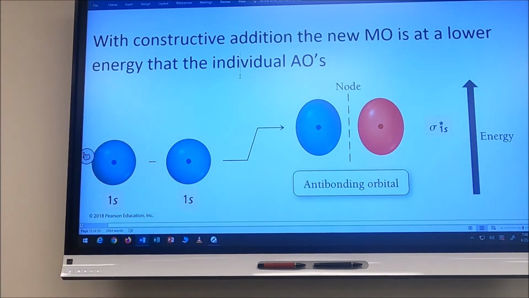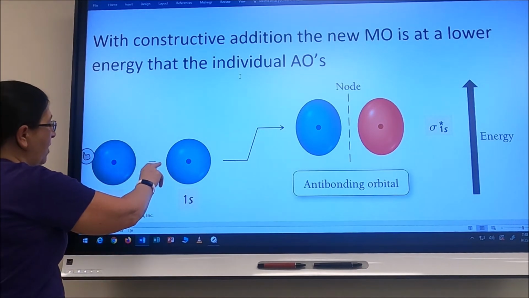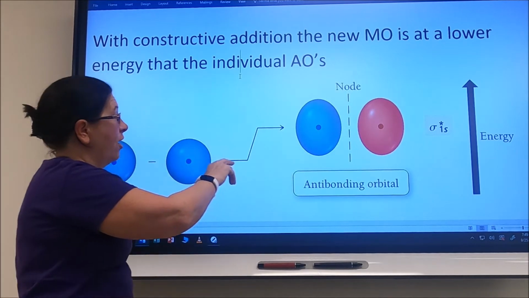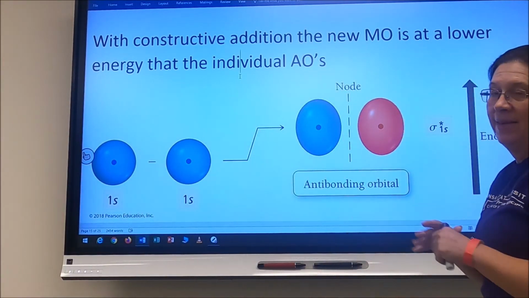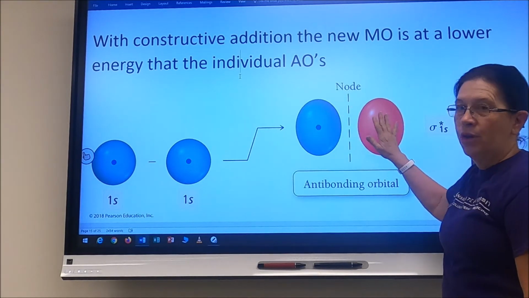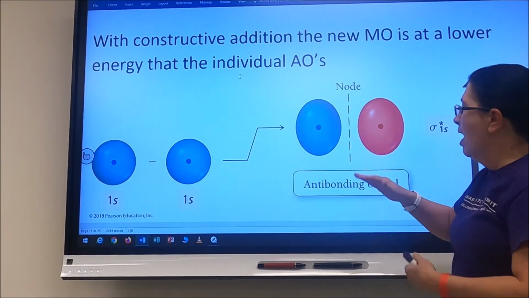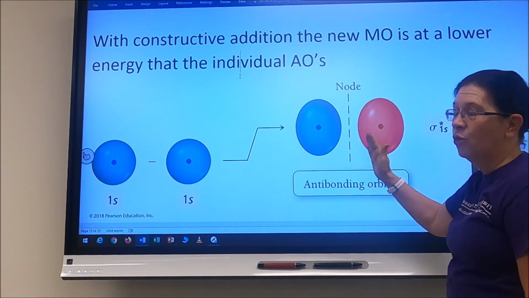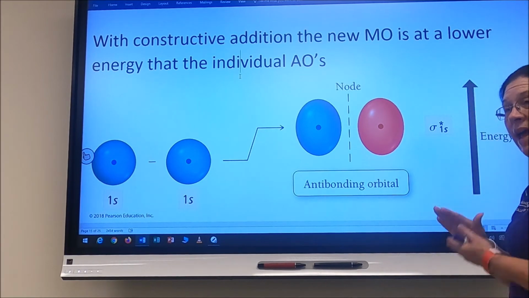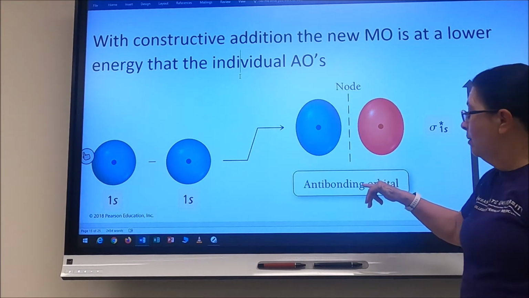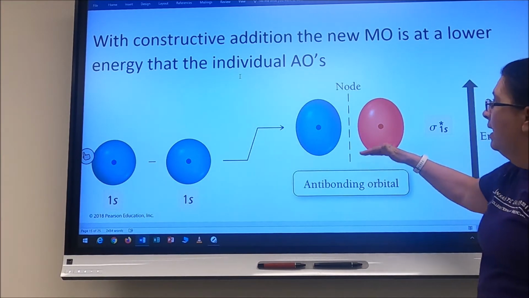If they add together destructively, you can think about it like a subtraction, they're doing opposite things where they overlap. That's why you're getting a red and a blue here. And you get a node in the middle. Remember, a node is a place where the electron density, or the waves, add together to give you a 0. This is called an anti-bonding molecular orbital.